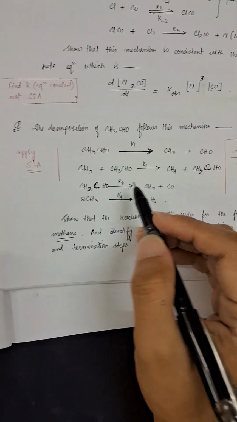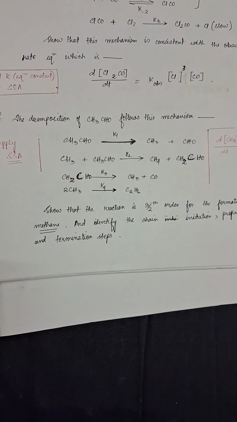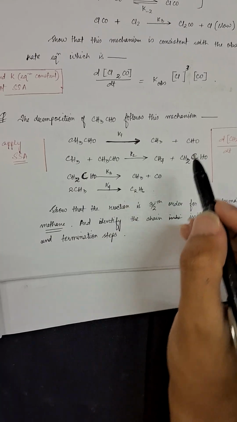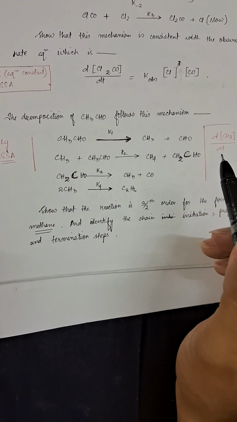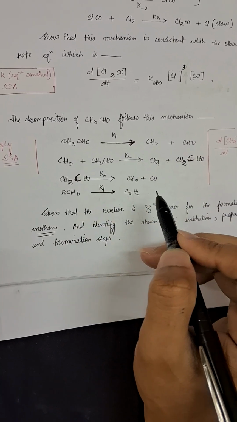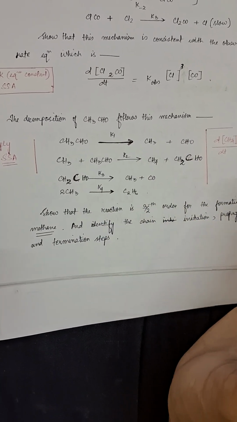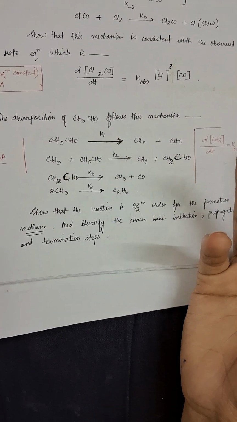Now this is another question, okay, and it was asked in the previous session also. In this case, it is not mentioned that there is fast equilibrium or slow equilibrium, so we have to use steady state approximation here. A chain reaction is given, it is not mentioned whether there is equilibrium or not, so in this case we have to use the steady state approximation.